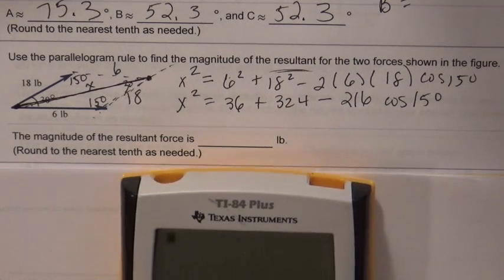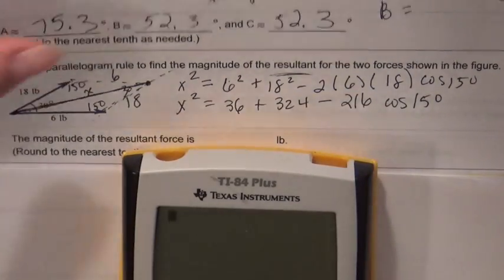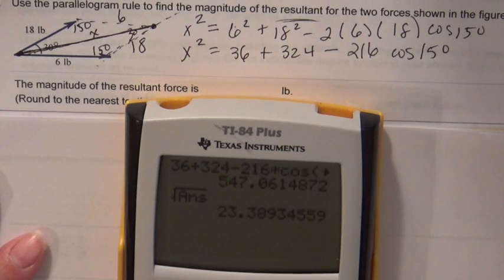Okay, alright, now I'm just going to type it straight in. So I'm going to say 36, plus 324, minus 216 times cosine 150, close parentheses. Okay, I get this 547.06 number, but I need to take the square root to get x. So second square root, second answer, enter. I get 23.389, and I think they say round to the nearest tenth, so we'll go with 23.4.